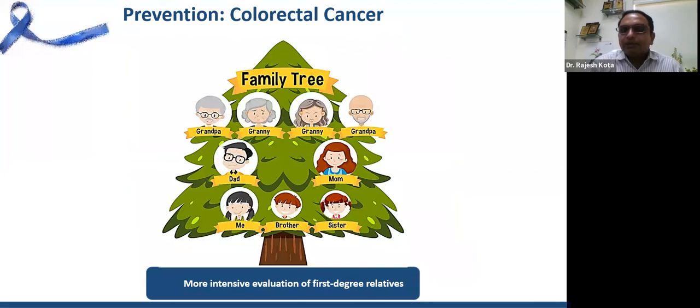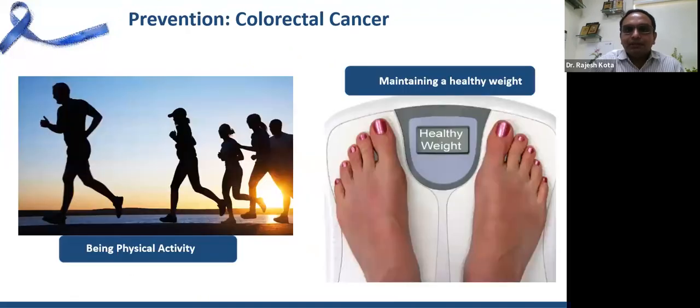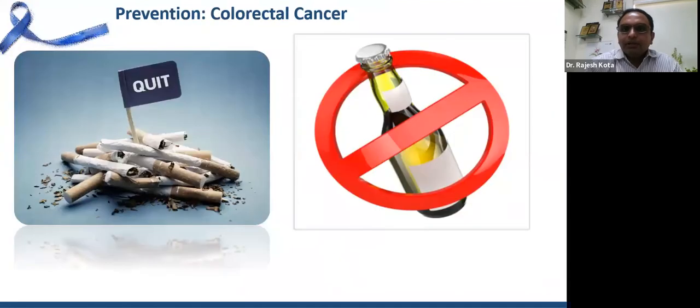Tell him your risk factors, and if appropriate, he'll do a colonoscopy or a stool occult blood test to know if there is any risk of you getting colon cancers. The other thing we can do is being physically active, keeping our weight in control, doing regular exercises. So all these are preventable things which we can do in our routine life.